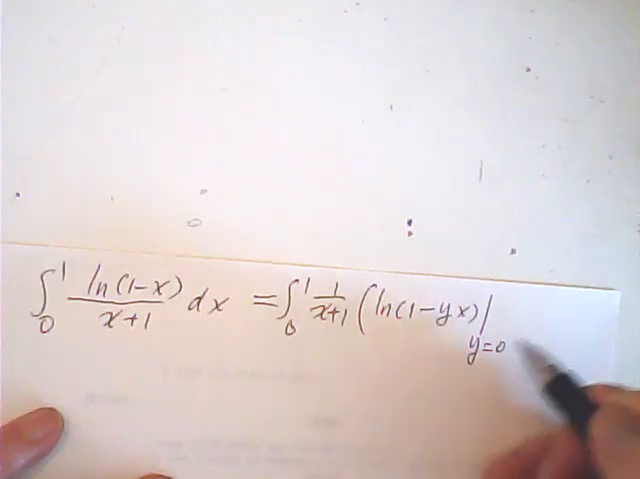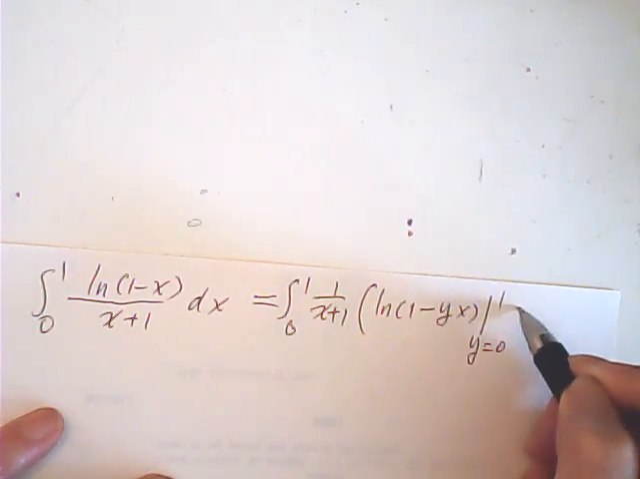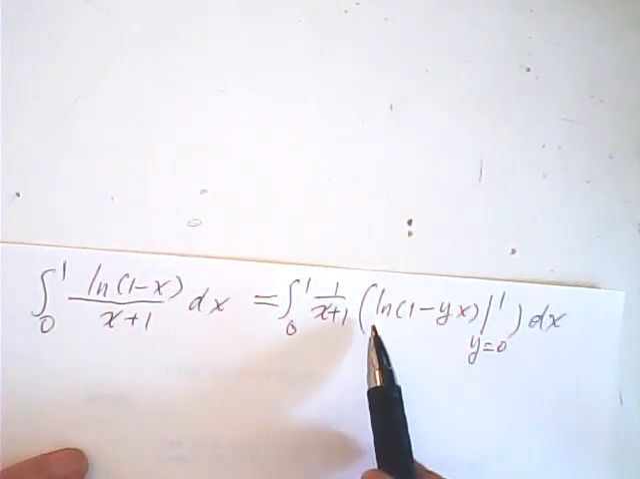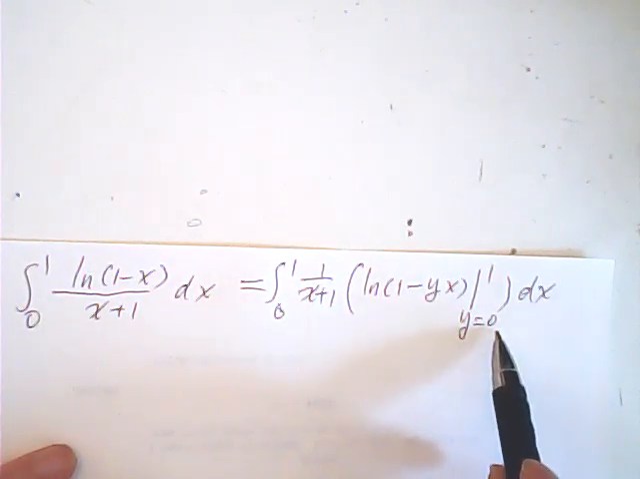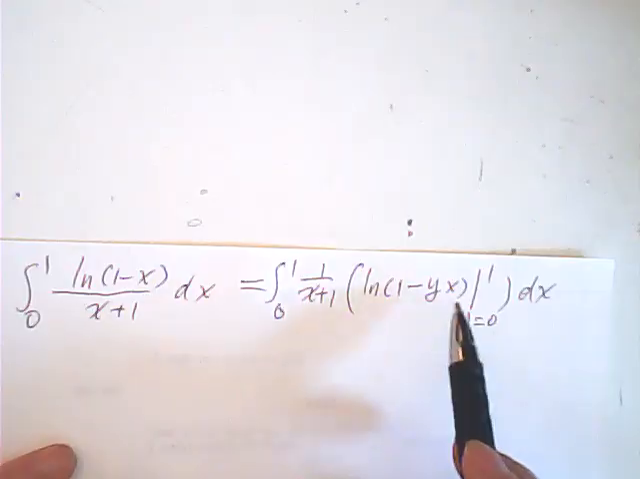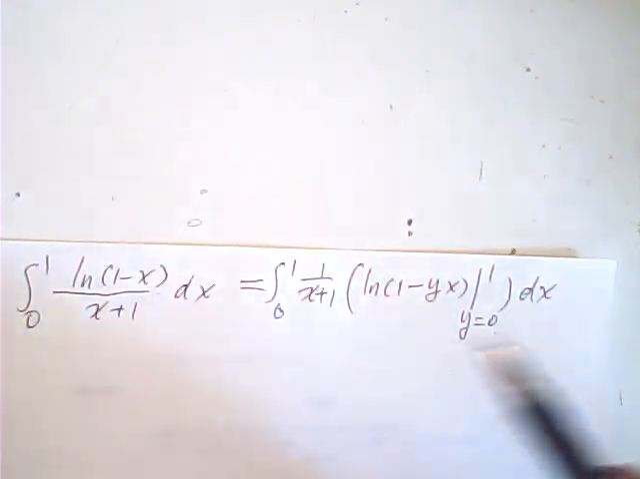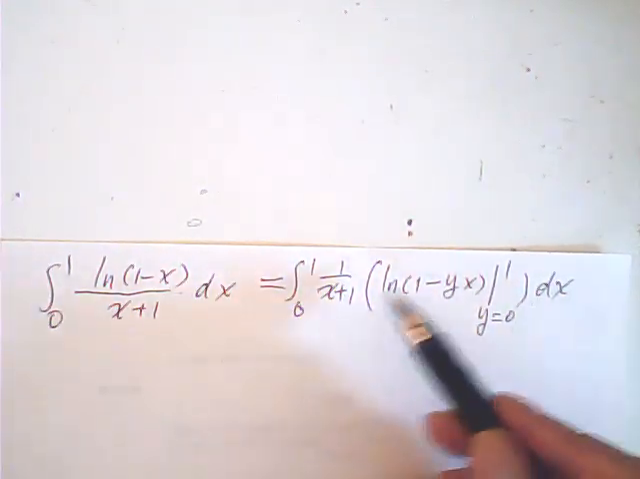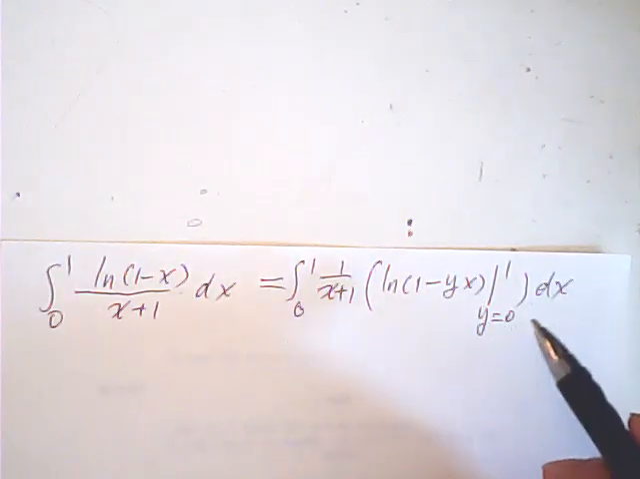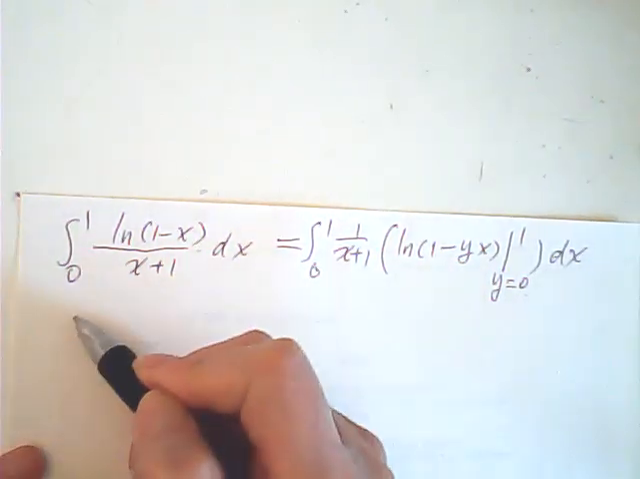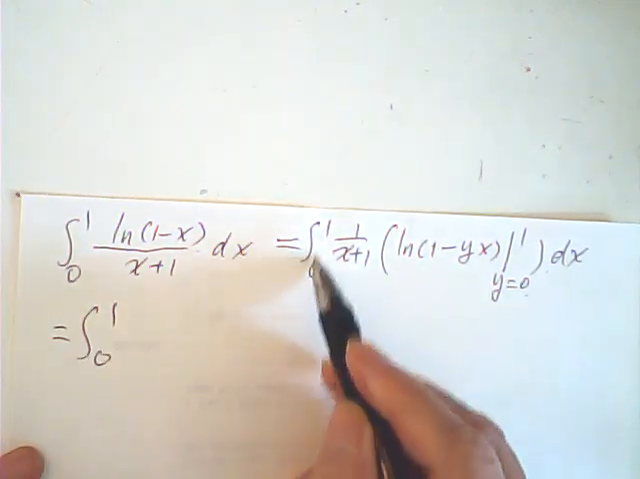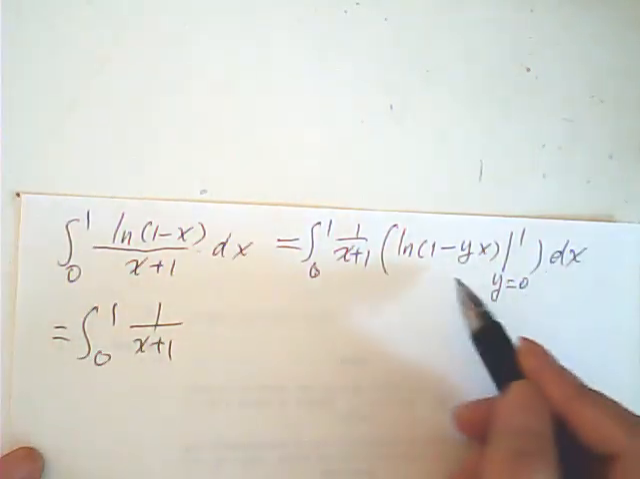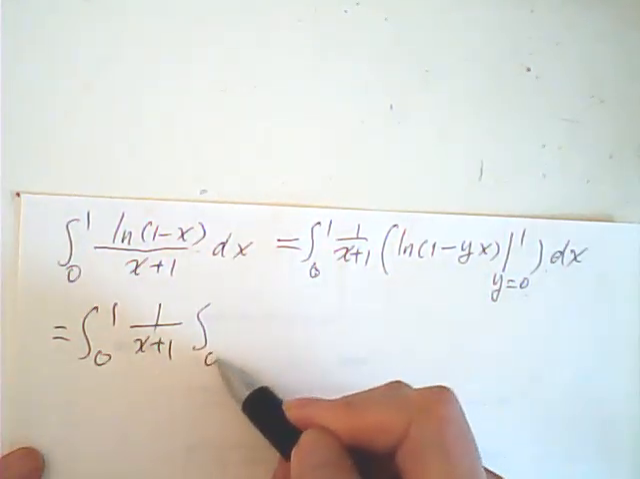Y is from 0 to 1, then dx. When y equals 1, it's log 1 minus x. When y equals 0, it's log 1, and log 1 is 0. So it is equal to the numerator. Now this one is just a definite integral from 0 to 1.